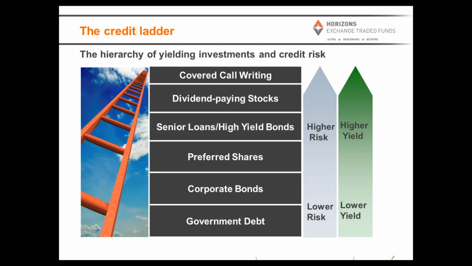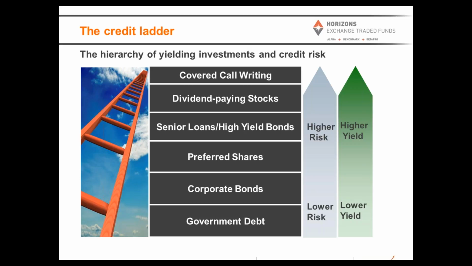Then you get senior loans and high yield bonds. Then you're at dividend-paying stocks, which I think a lot of people are saying, okay, I don't want to own bonds, I'm going straight to dividend-paying stocks. There are a lot of places in between, from regular government debt to dividend stocks, that have lower levels of risk and lower levels of yield than dividends.